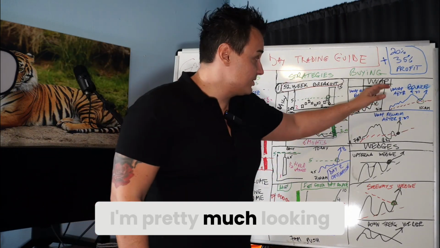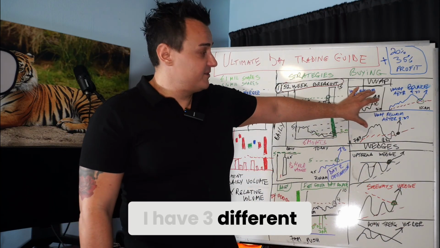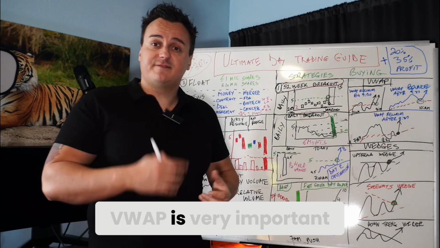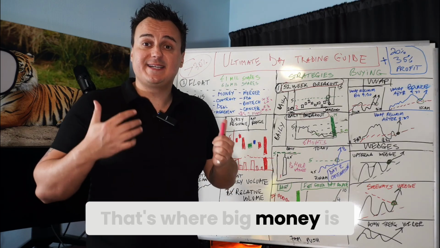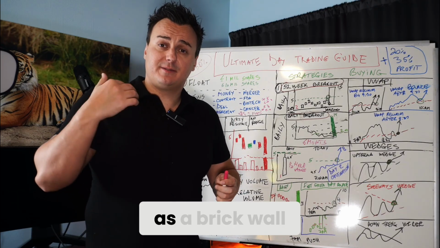So now I look at different types of setups. In this situation, I have 3 different setups using VWAP. VWAP is very important. That's where big money is. So think about it as a brick wall. Always think about it as a brick wall.